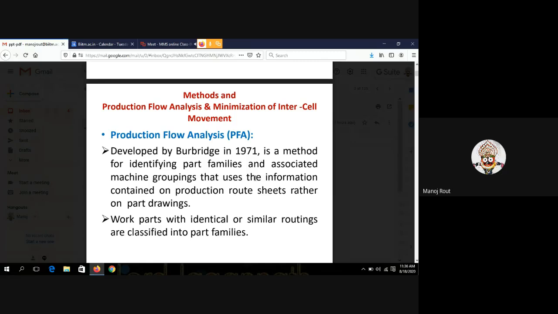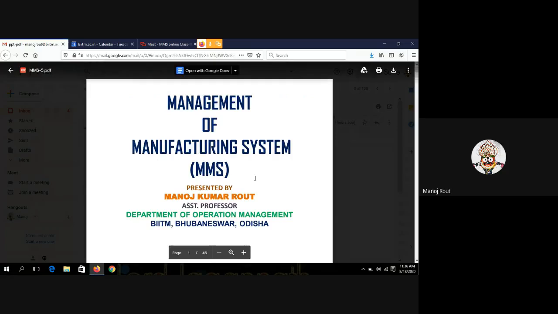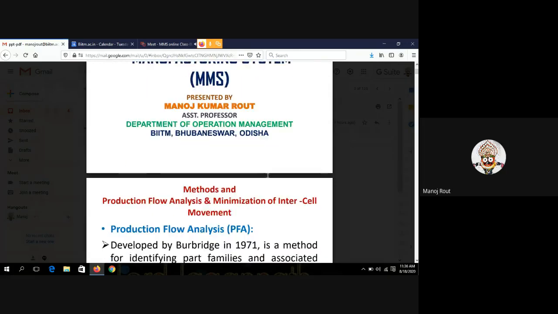So parts with identical and similar routing are classified into a part family. Suppose in that particular automotive workshop, some parts are directly related to assembly or joining work, and some parts or sub-components are directly related to sheet metal parts. So these are paired and make a particular group. This is the concept behind product flow analysis.